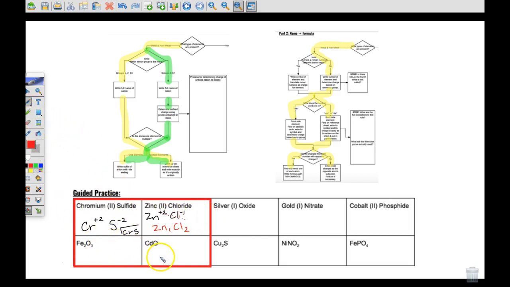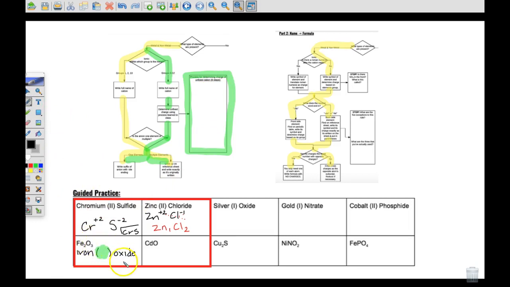For the bottom half, we're going from formula to name. So because we have a metal and a nonmetal, I'm going to first write the full name of the cation, which in my first example is iron. And then I'm going to write empty parentheses after it, and then I'm going to put oxide. In order to find out what goes in these parentheses, I'm going to reference the 9 steps that are in my notes and that I've rewritten on my flowchart.